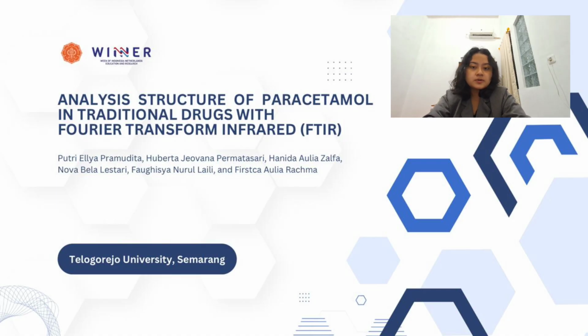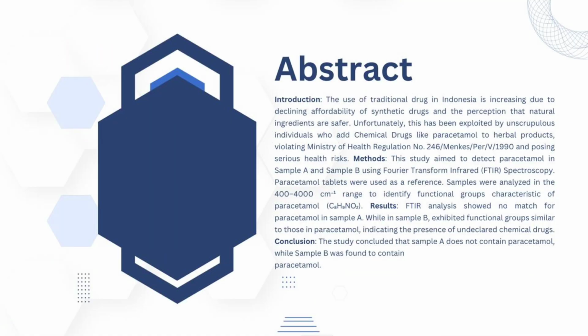Okay, so before we start our presentation, let's introduce ourselves first. Our group consists of 6 persons. The first one is Putri Ellya Pramudita. Second, Huberta Jeovana Permatasari. Third, Hanida Aulia Zalfa. Fourth, Nova Bela Lestari. Fifth, Faughisya Nurul Laili. And the last is our teacher, Firstca Aulia Rachma.